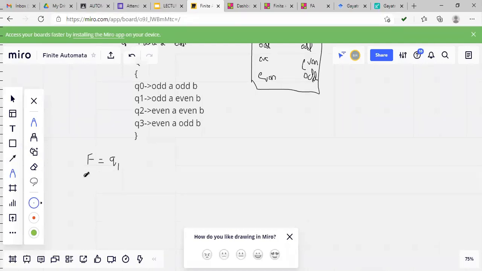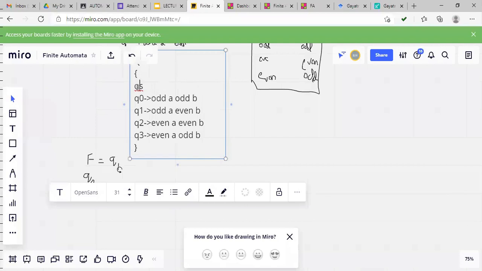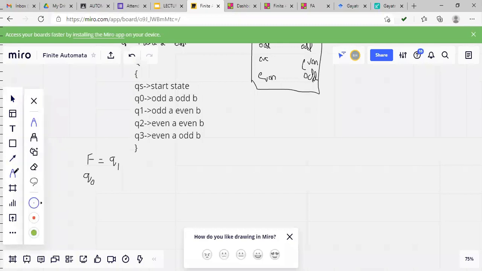And what is our start state, students? I'm sorry, here I forgot to write QS. Yes, I'm sorry for that. QS, initial state or start state. You can write it as anything. You can define it as initial state or you can define it as start state. So now our Q0 is QS because we have taken it as QS.